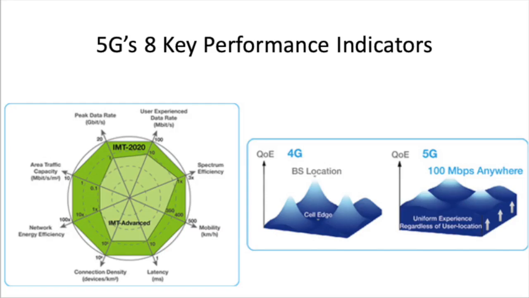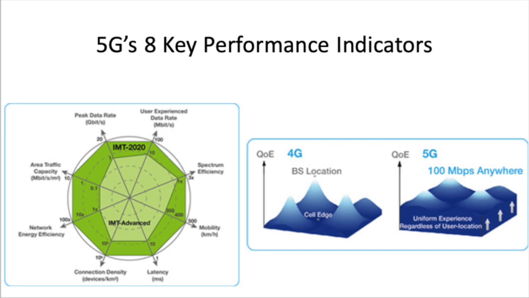In our next slide, we will look into 5G's 8 key performance indicators. The image on the left is a comparison of IMT Advanced versus IMT 2020 capabilities, or more recognized as 4G and 5G capabilities. The industry has agreed to these minimum standards, which will ensure that users experience the same quality on all 5G networks.